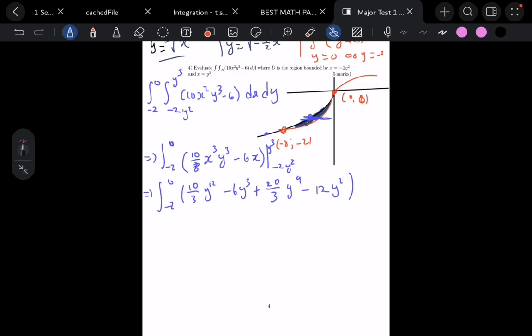Actually, your prof does not care about that first part. The most important thing here is the setup. What is this?